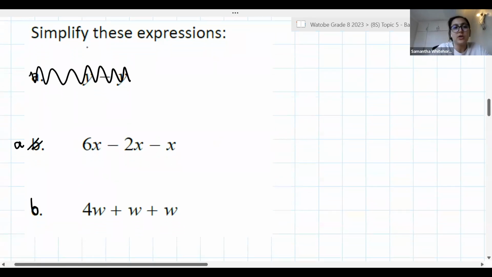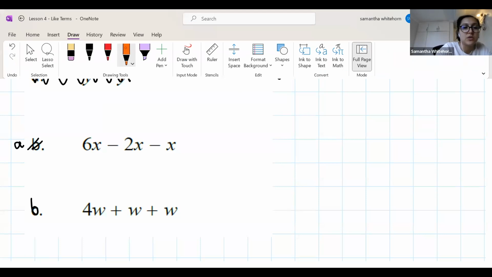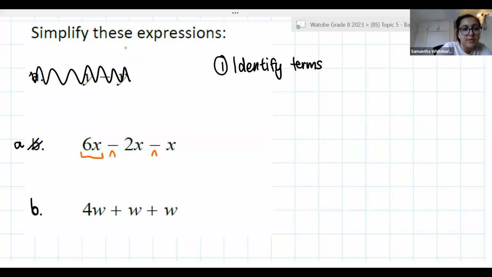If we have a look at question A, the first thing that we always want to do is identify the terms in our expression. Remember, I've just told you that your terms are separated by a plus or minus sign. There's a minus sign, there's a minus sign. They are separating our terms for us. So we've got 1 term, 2 terms, 3 terms. In this expression, I have got 3 terms.